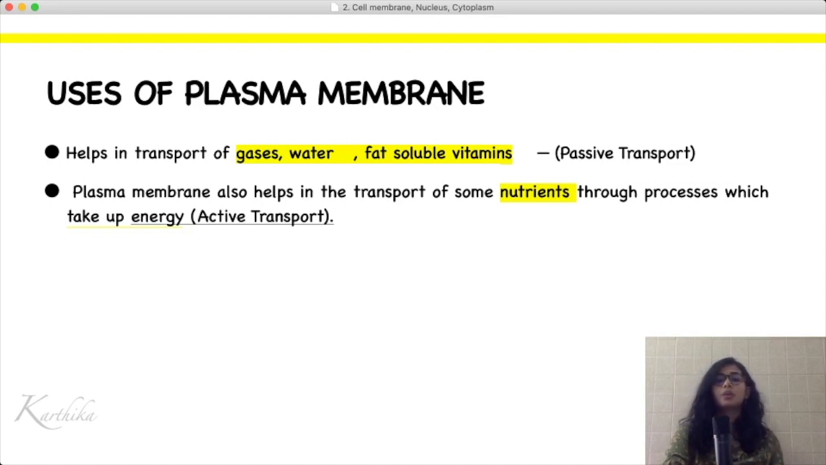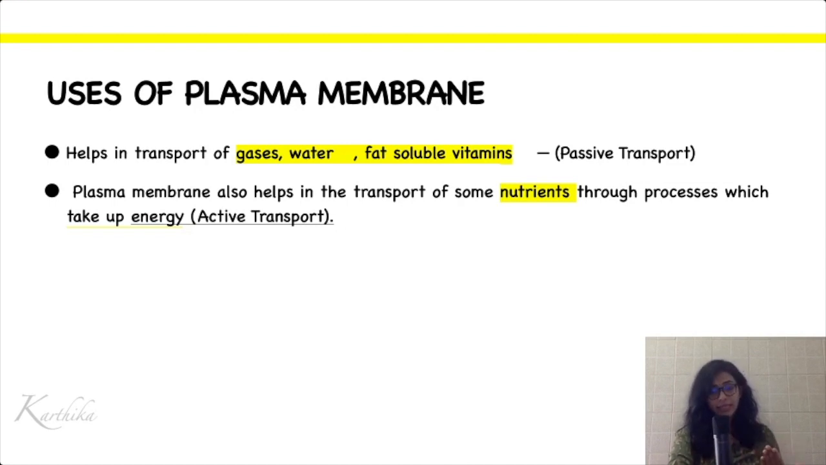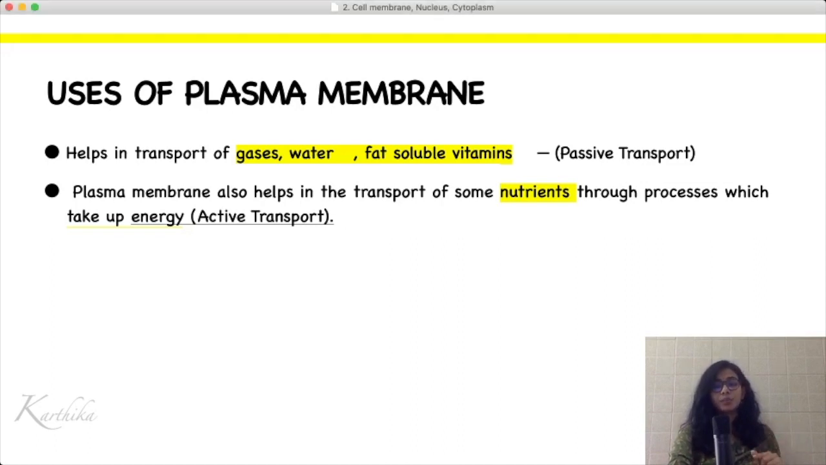Okay, so anything that requires the expenditure of energy by the cell, any such process is called active. That means a cell is actively doing it, right? So how is it doing it? By spending its energy. So there are two types of transports that the plasma membrane does.